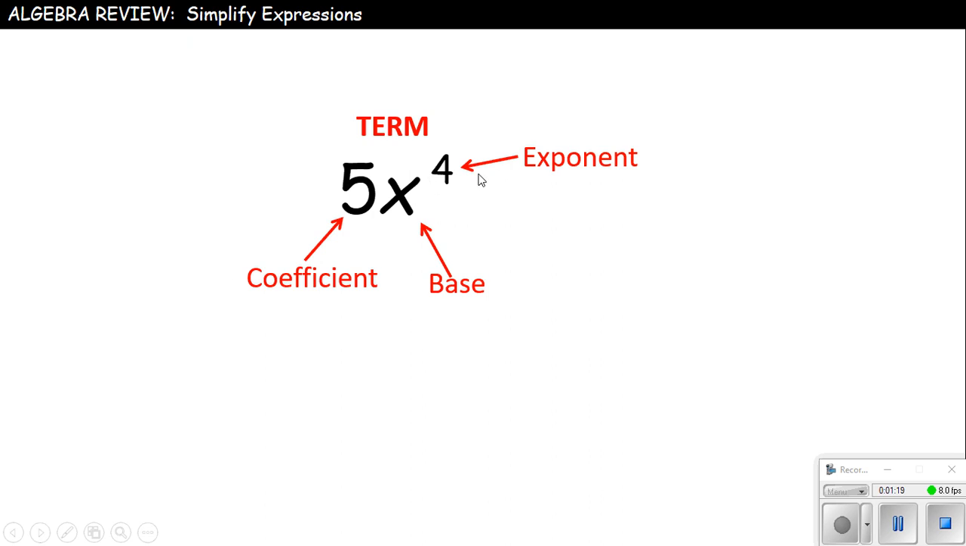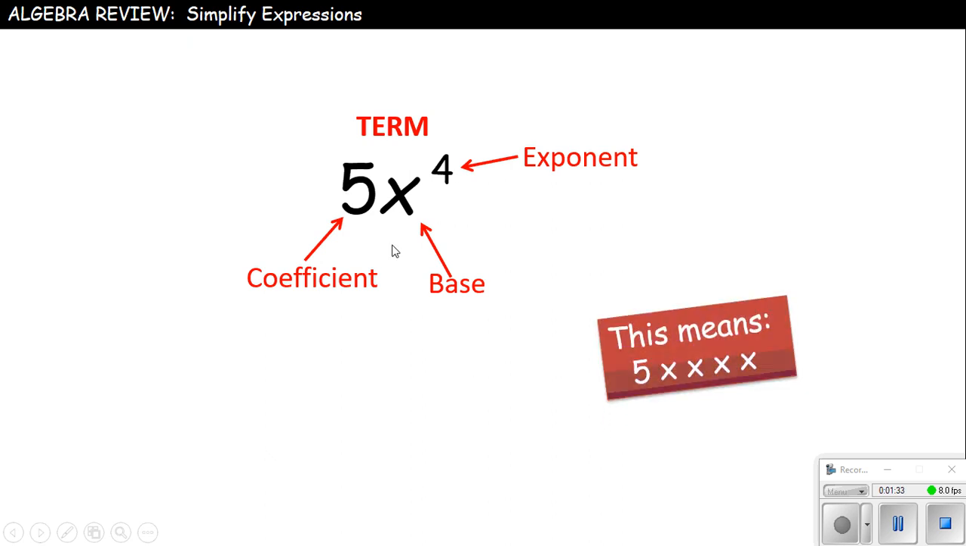You probably remember the exponent. The exponent is saying how many times this number, or this letter in this case, is being multiplied by itself. This is x to the fourth, which means x times x times x times x. And then that's being multiplied by 5. So this term is really 5 times x times x times x times x. Now you probably remember that, but the one thing that people do tend to forget is this word over here, the coefficient. We're going to use this word a lot in the next few minutes. Coefficient is just the number in front of the variable.